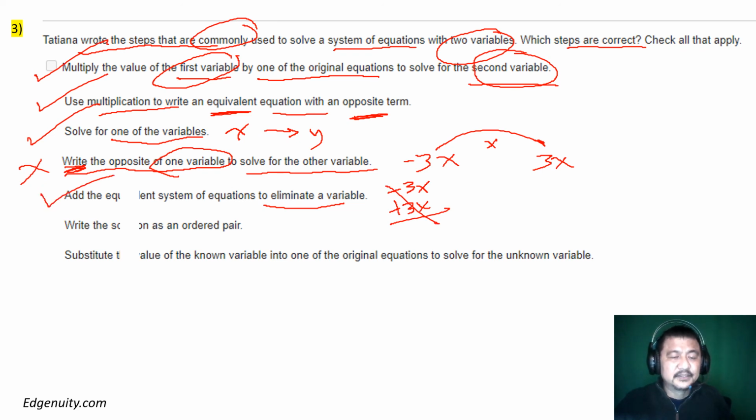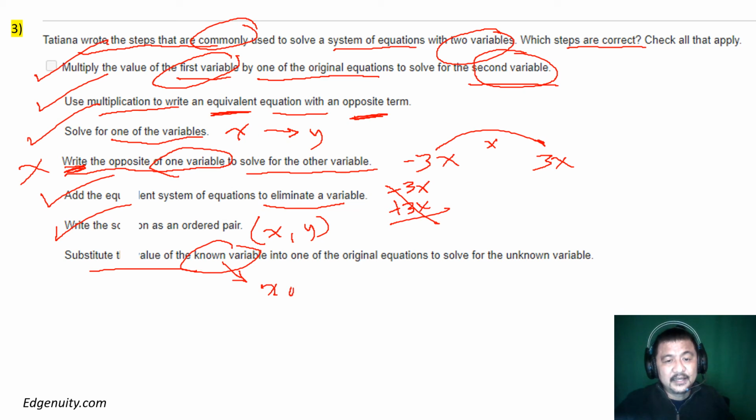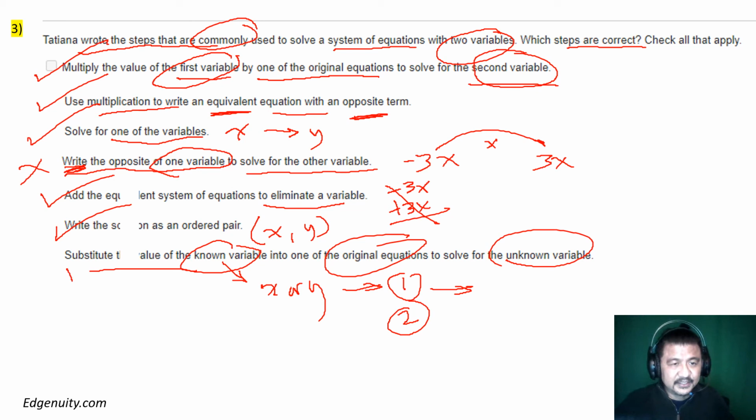Yes, we did that. Write the solution as an ordered pair. At the end, we wrote x comma y. Yes, we did that. Substitute the value of the known variable. You already know the x or y, into the original equations, to one of them, right? The first or the second, so that you could solve for the other. Yes, we did that. So those are the correct answers.